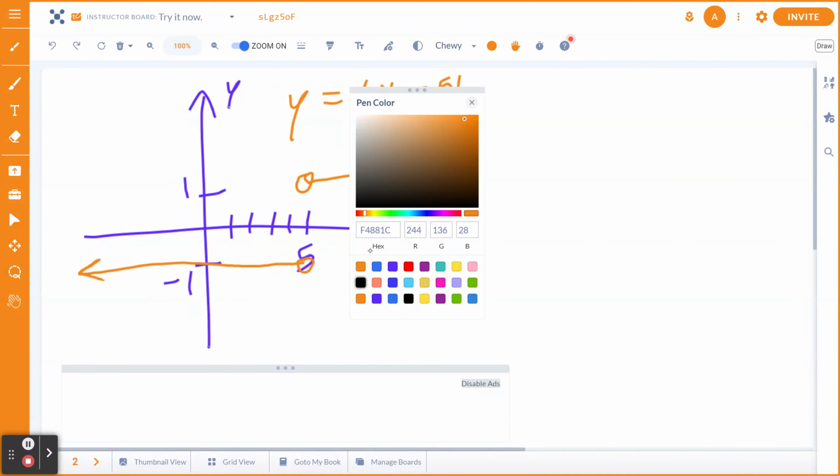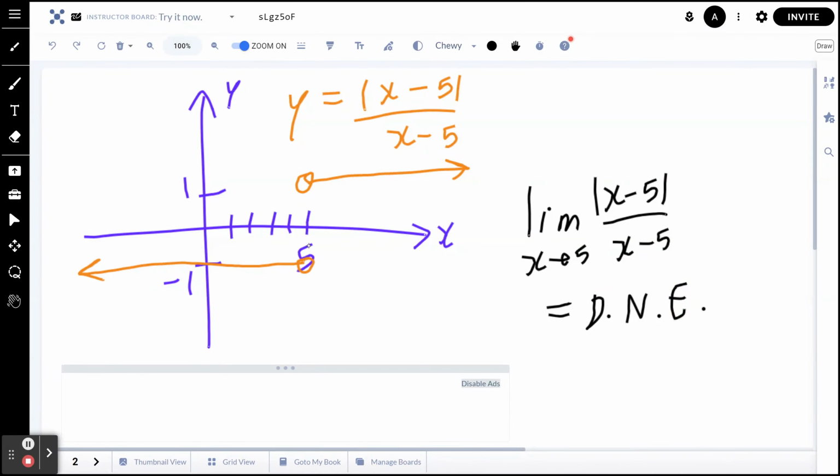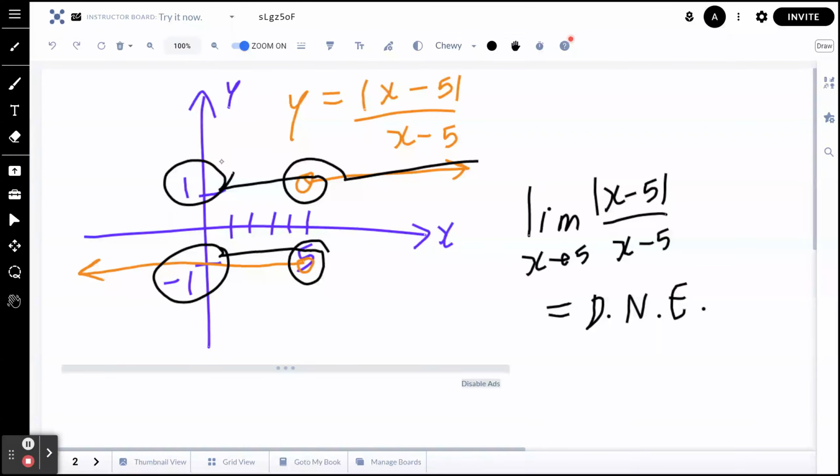So again, if you look at this, the reason why the limit of this function as x is approaching 5 does not exist is because I look at the left limit, and the left limit is going to be negative 1. I look at the right limit, and that's going to be 1. And the fact that the left limit and the right limit do not equal each other, therefore the limit of the absolute value of x minus 5 divided by x minus 5 as x is approaching 5 does not exist. I hope this makes sense.